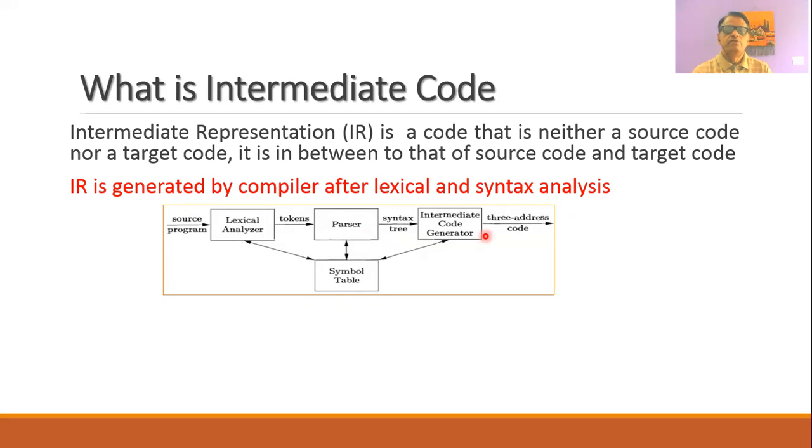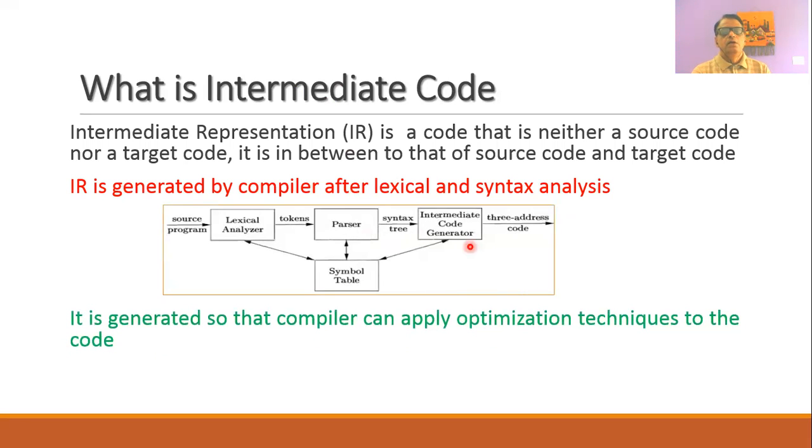There are different forms of intermediate code, such as 3-address code. So intermediate code generation comes into the picture after the syntax analysis. Intermediate code is generated by the compiler, and it is an essential phase of the compilation, because once the intermediate code is generated, the compiler can apply optimization techniques to the code. If the compiler generates the target code directly, it may not be possible to apply optimization techniques. Therefore, in order to apply the optimization, it is necessary to generate an intermediate code.